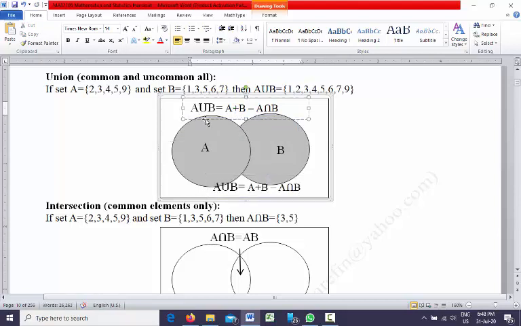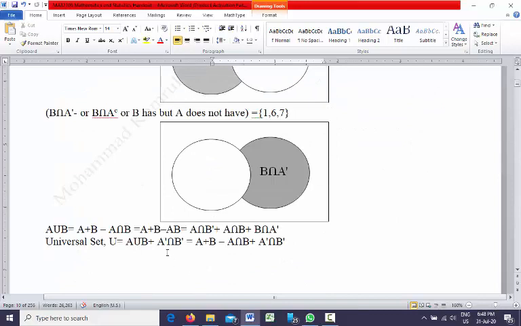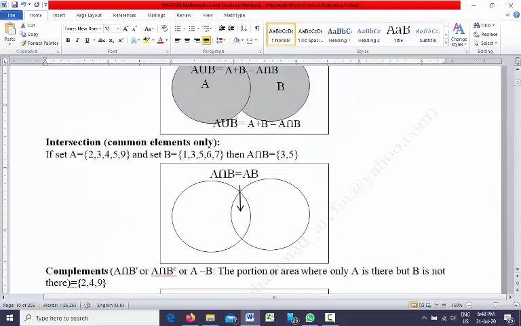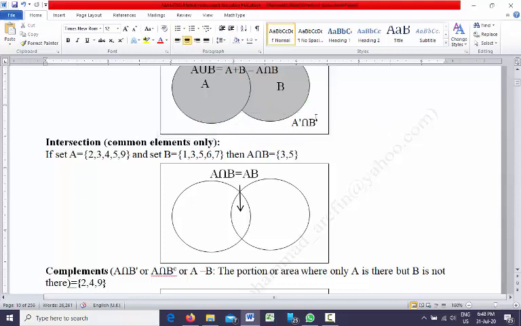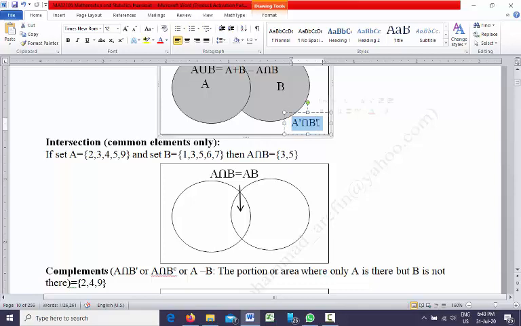So we can write it like this: A prime intersection B prime is the area where both A is not there and B is not there. The white portion is the area where A is not there, and intersection means both, and B prime means B is not there. So A prime intersection B prime is the area where both A is not there and B is not there.